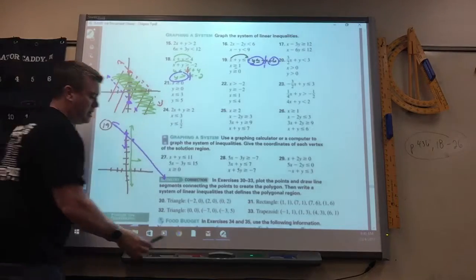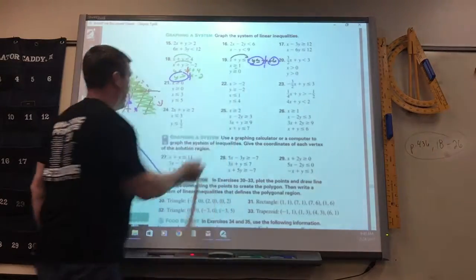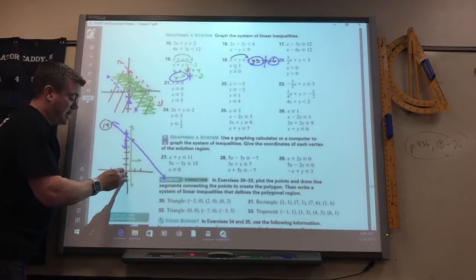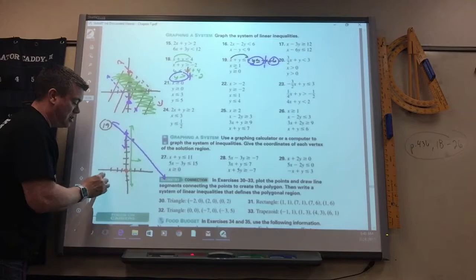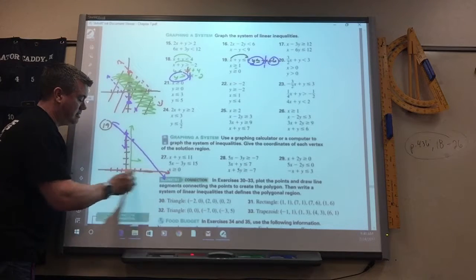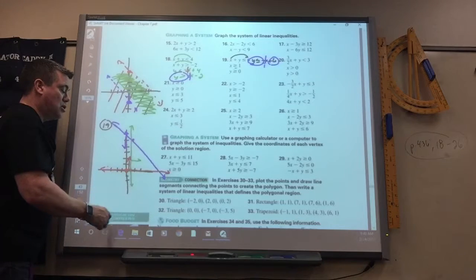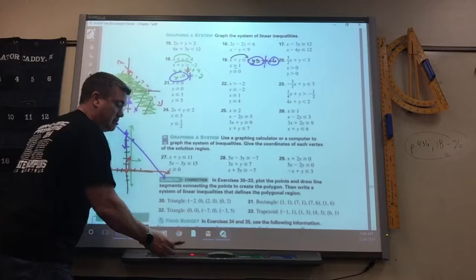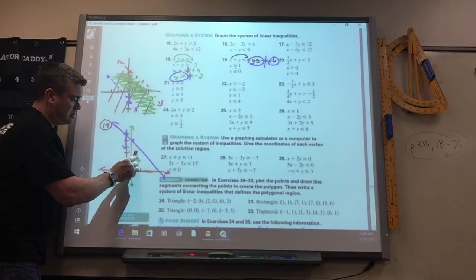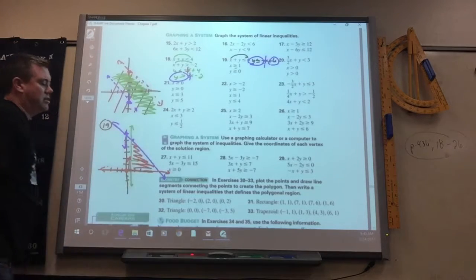And then the last one is y is greater than 0. So that crosses the y-axis at 0. So that's that line. Greater is shaded up. So the part that's shaded by everything is that triangle right there.